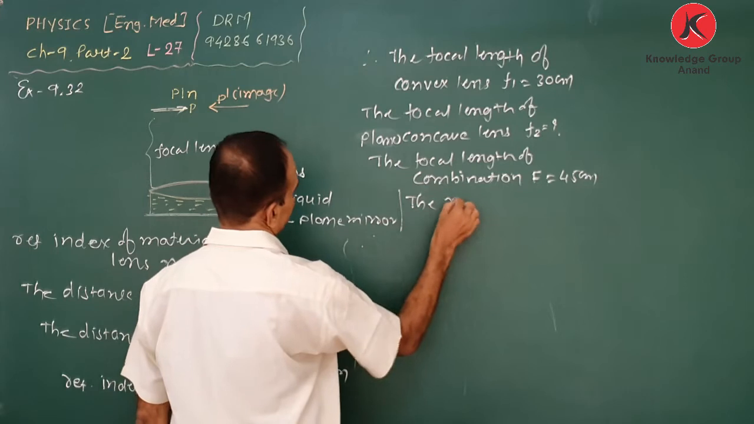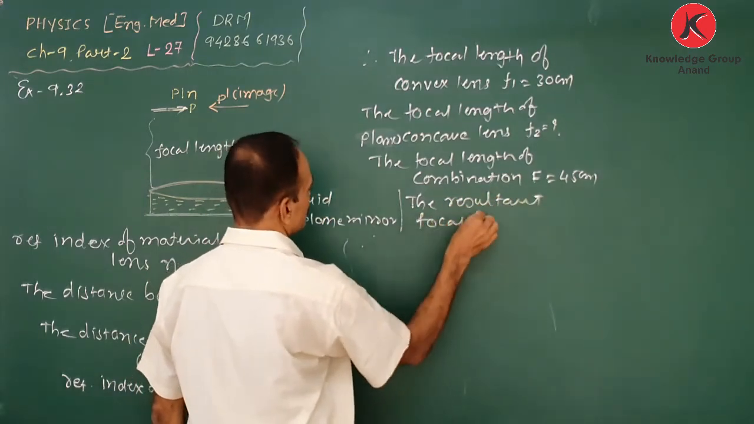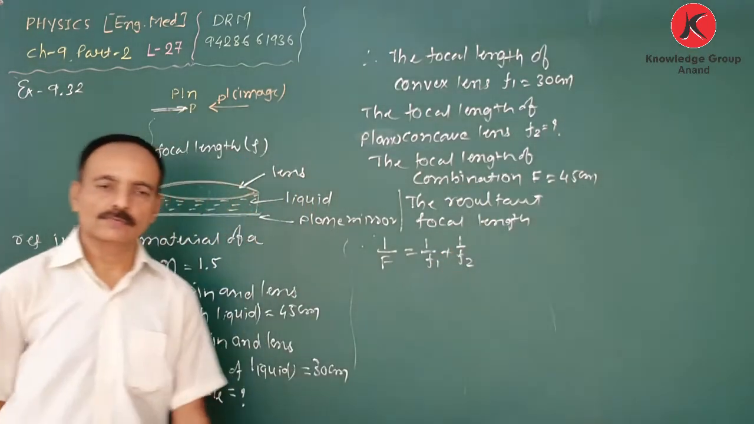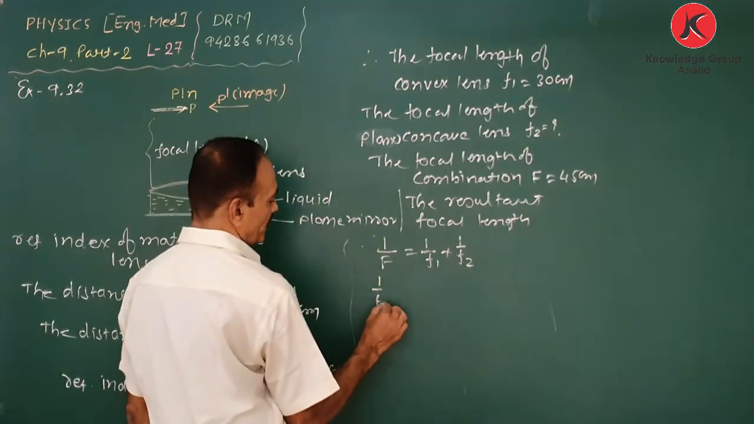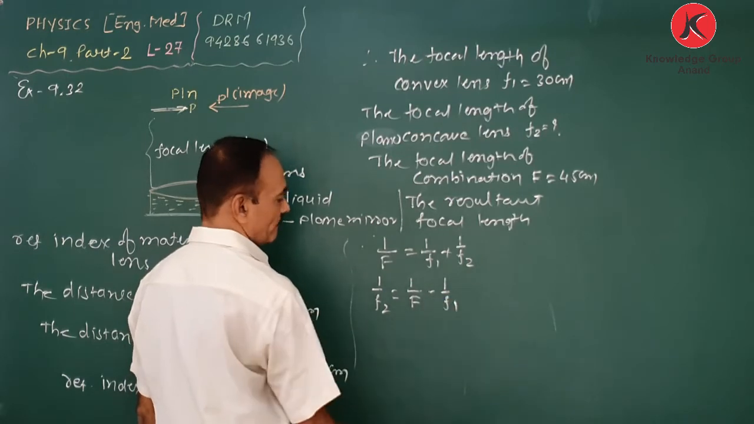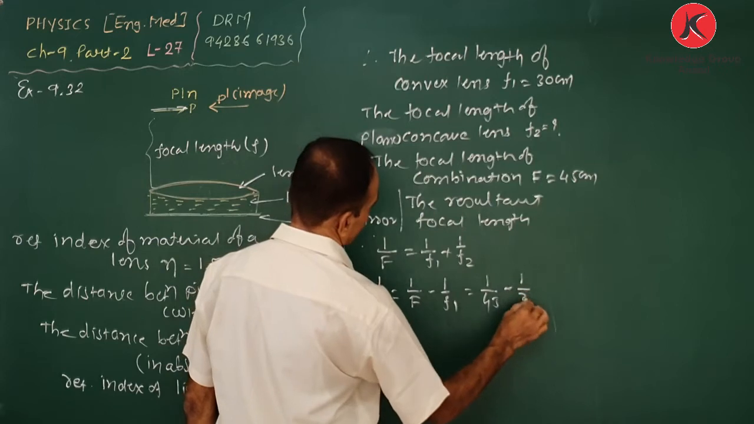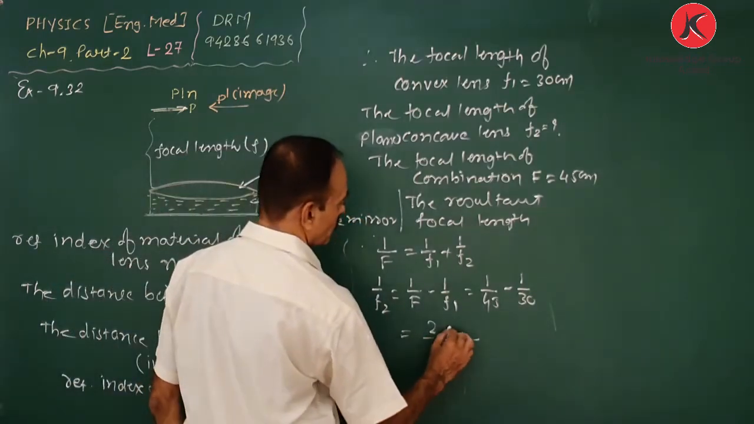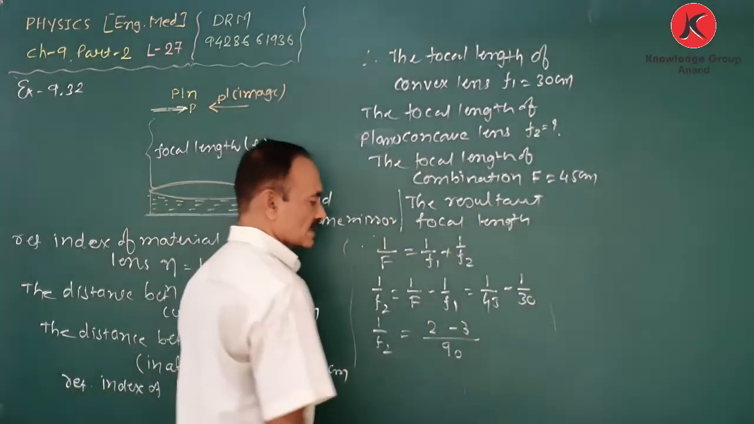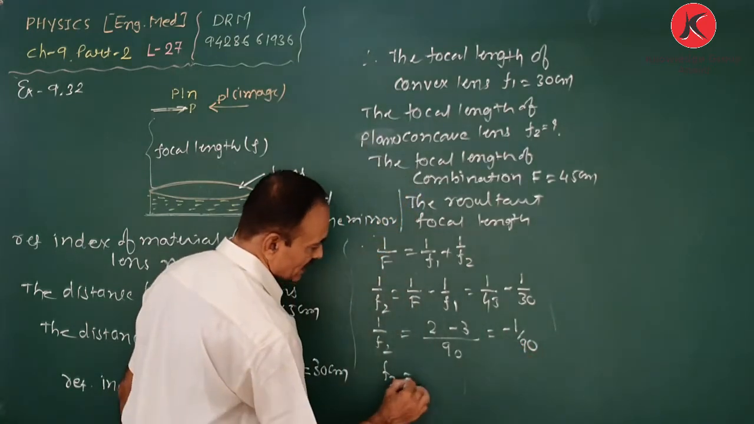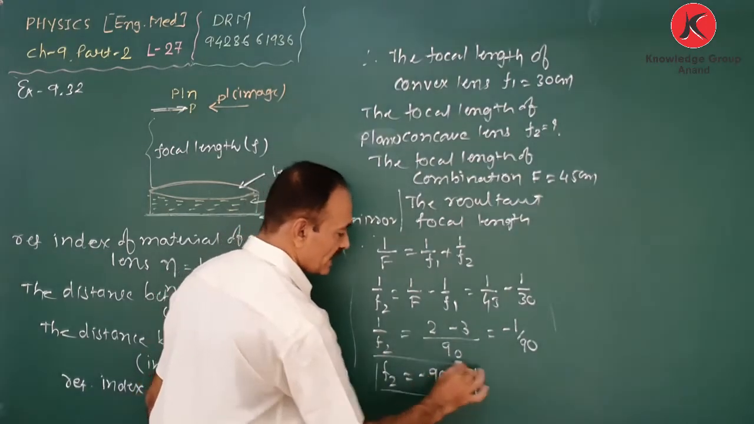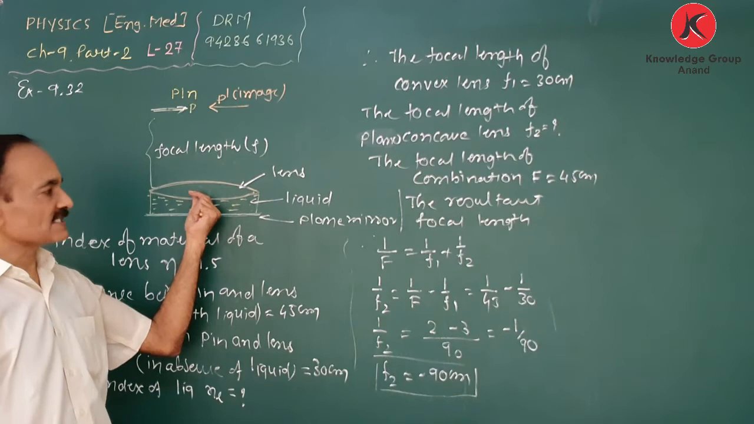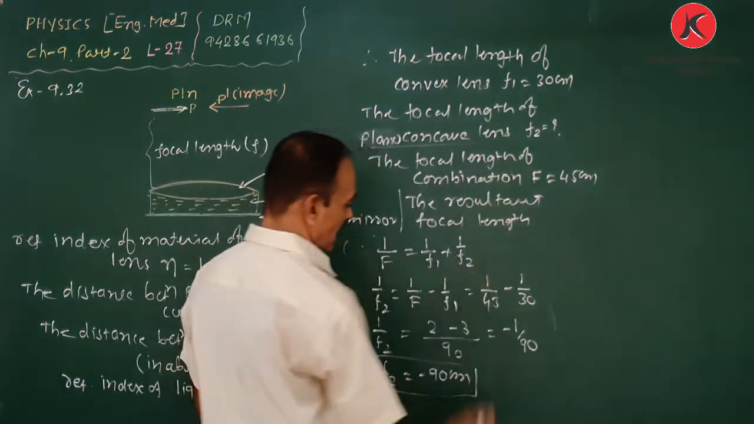The resultant focal length is given by 1 upon F equal to 1 upon F1 plus 1 upon F2. Therefore, 1 upon F2 is equal to 1 upon F minus 1 upon F1, that is 1 upon 45 minus 1 upon 30. Now 90 is the LCM. Therefore 2 minus 3, so 1 upon F2 is minus 1 by 90. Therefore F2 is equal to minus 90 centimeter. Why is the focal length negative? Because it is a concave lens, a plano-concave lens. Thus the focal lengths of the convex lens and the plano-concave lens are now known.